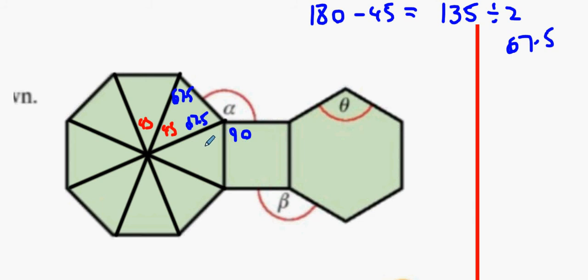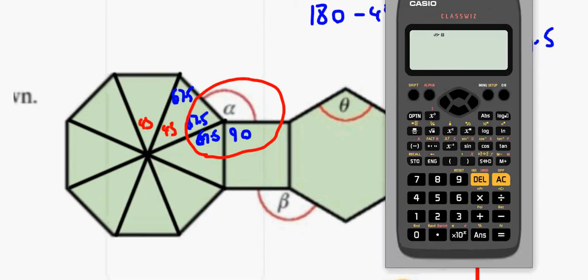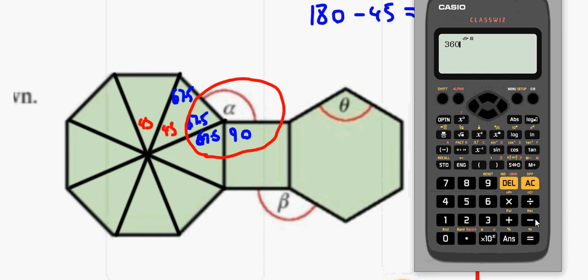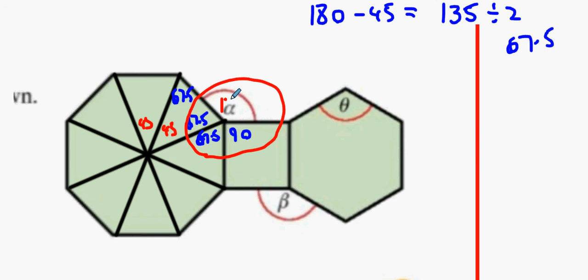And another 67.5 down here. What can we say about this circle? Has to add up to what? So why don't we do 360 take away the other few? 360 take away 90 take away 2 67.5s. And what do we get there? 135? Anybody else get 135?